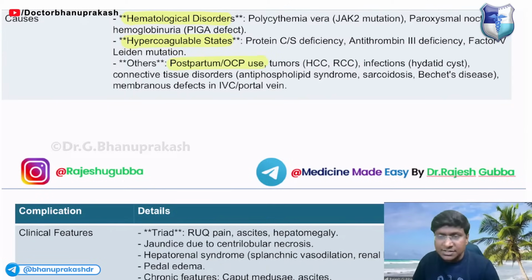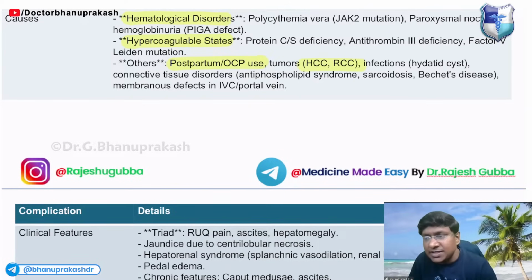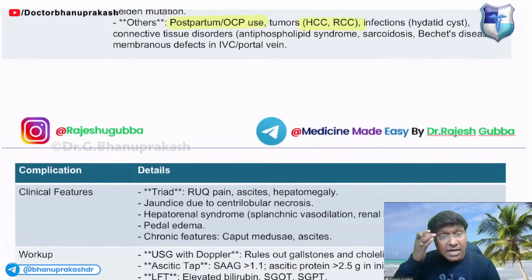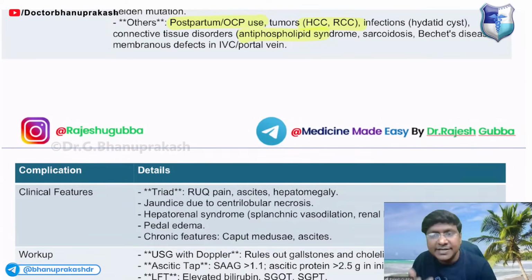Then we have some drugs, oral contraceptive pills that are rich in estrogen, which can cause hypercoagulability. Tumors like hepatocellular carcinoma and renal cell carcinoma can cause hypercoagulability, right? And then we have connective tissue disorders like APLA, where there will be hypercoagulability and there can be formation of the thrombus within the hepatic veins. Okay, so this is about the etiology that will be causing Budd-Chiari syndrome.